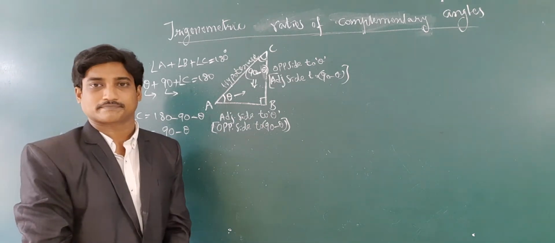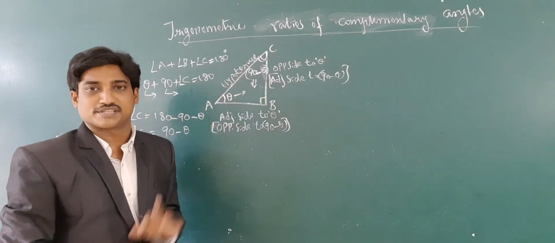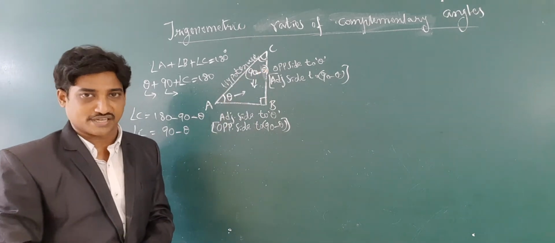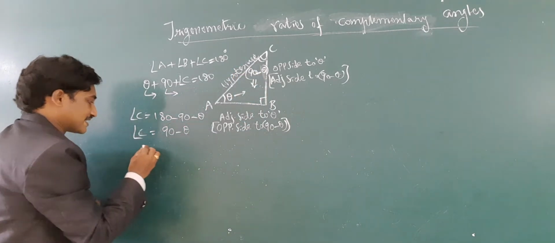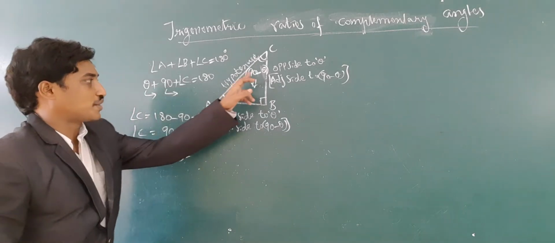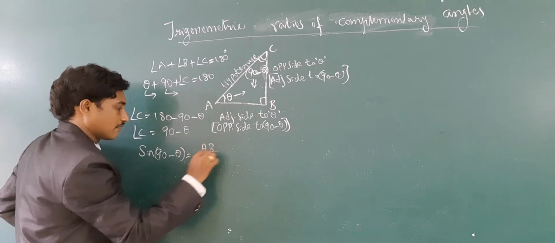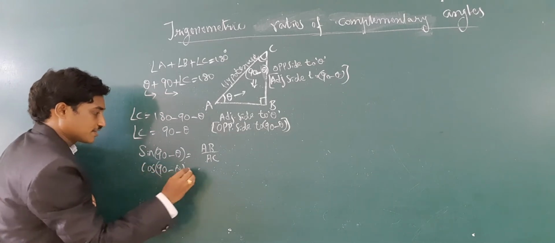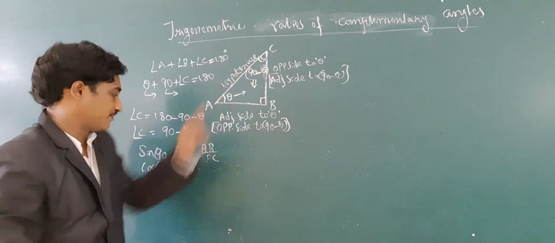Now I am going to write sin theta, sin 90 minus theta, cos theta, cos 90 minus theta. Like this, all six trigonometric ratios I am going to write with respect to theta and 90 minus theta. First, with respect to 90 minus theta: sin 90 minus theta is the opposite side to 90 minus theta by hypotenuse, that is AB by AC. Then cos 90 minus theta is the adjacent side to 90 minus theta by hypotenuse, that is BC by AC.